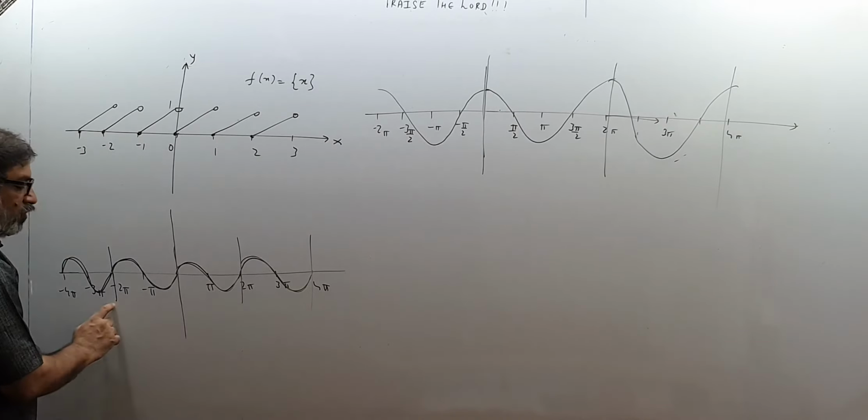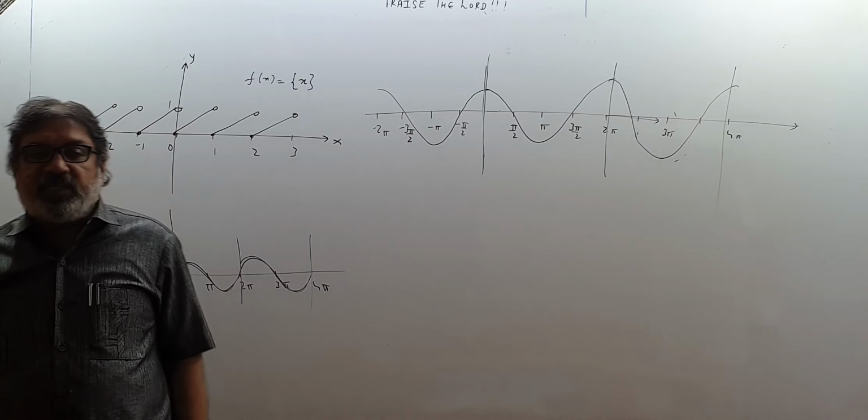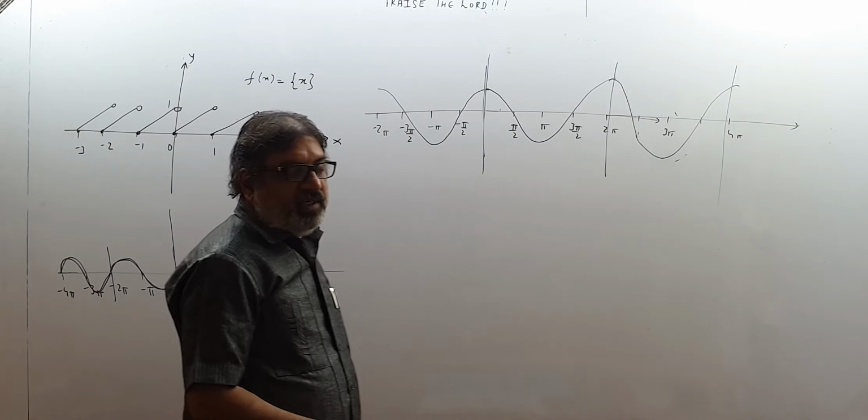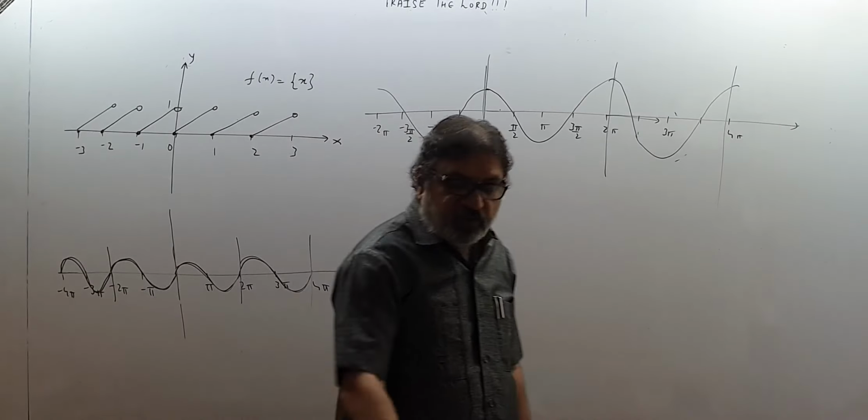So you understand that there are certain functions which repeat their shape after a certain interval of distance. Such functions are called periodic functions, children.